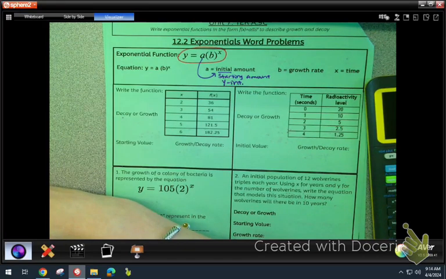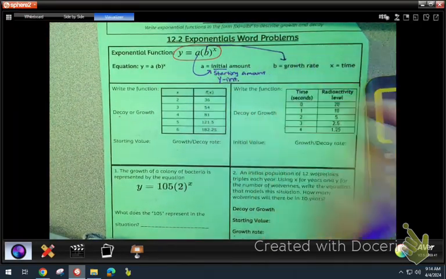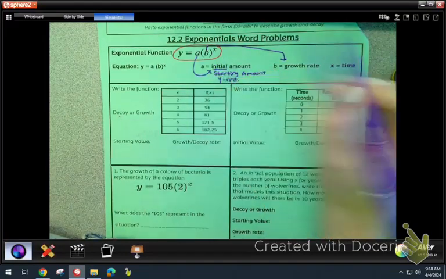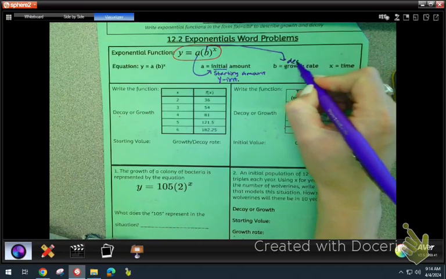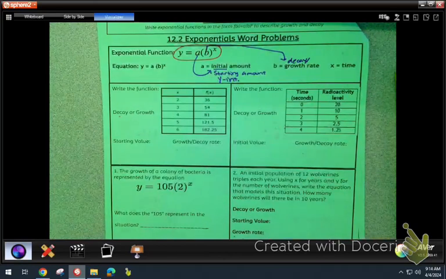Okay, it's the first number. It's not attached to the exponent. It's usually not in parentheses. Then the b value, this is what is attached to the parenthesis or to the exponent. It's typically in parentheses. That is your growth or decay rate. This is telling you how your values are changing. What is happening to them? It will be a pattern. They're going to be multiplied over and over and over by whatever that b value is. So if something's doubling, your b value is going to be 2. If something's being cut in half, your b value is going to be 1/2.